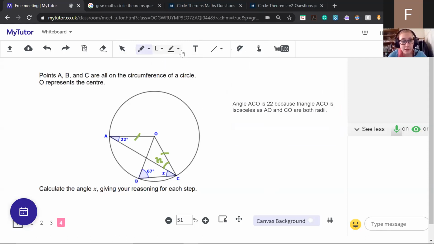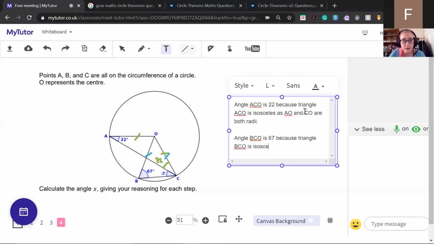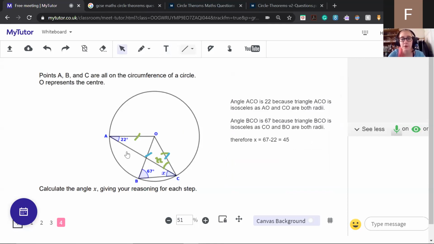Then similarly, if I switch to another color, this one and this one are the same, so BO and OC. That means that this triangle here is also isosceles. So this whole angle here must be 67. So we can say angle BCO is 67 because triangle BCO is isosceles as CO and BO are both radii. So we're actually using the same argument, just applying it twice. And then if that whole angle BCO is 67, we say therefore X is 67 minus 22, which is 45. And there you go. That's that question fully completed.